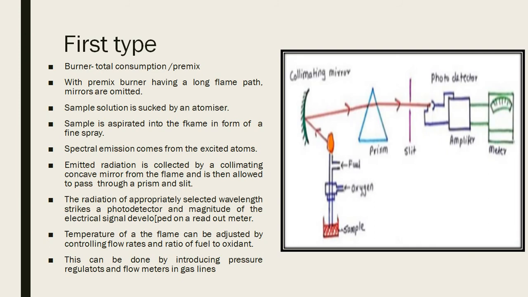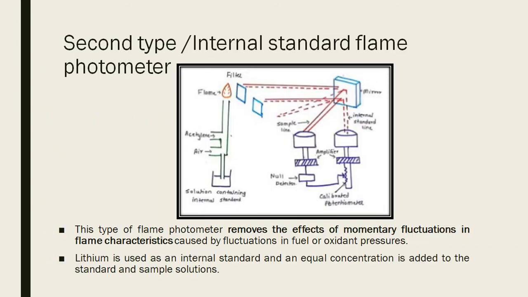The temperature of the flame can be adjusted by controlling the flow rate and ratio of fuel to oxidant. This can be done by introducing pressure regulators and flow meters in the gas line. So this is the first type of instrument.